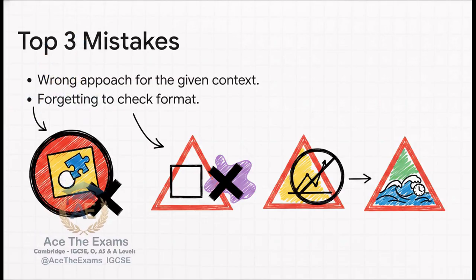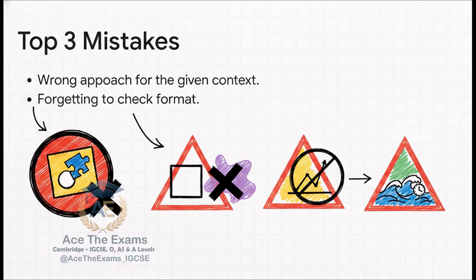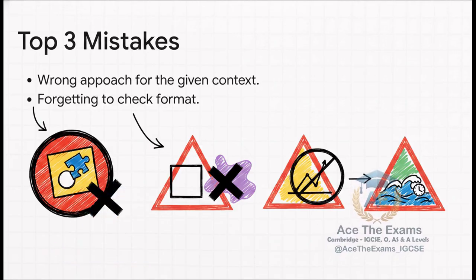Mistake 2. Forgetting to check format and presentation. Did the question ask for exact values? Did it ask for 3 significant figures? If you write down a decimal approximation from your calculator when an exact surd was explicitly requested, your justification is completely invalid. You've answered a question they didn't ask.